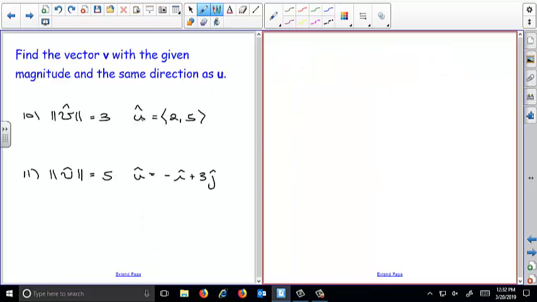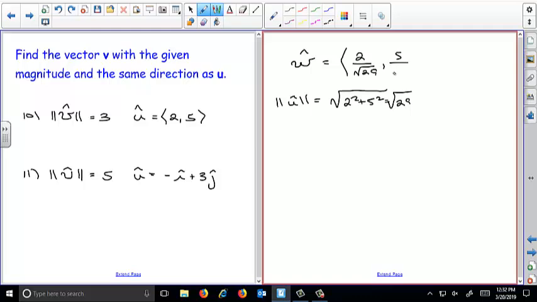So first step, now since we've already used u here, I'm going to let w be the unit vector. So that's the unit vector associated with vector u. So what is the magnitude of u? Well, it's going to be equal to the square root of 2 squared plus 5 squared, which was the same as the previous problem, square root of 29. So the unit vector w is 2 divided by the square root of 29, and the y component is 5 divided by the square root of 29. So that's my unit vector.